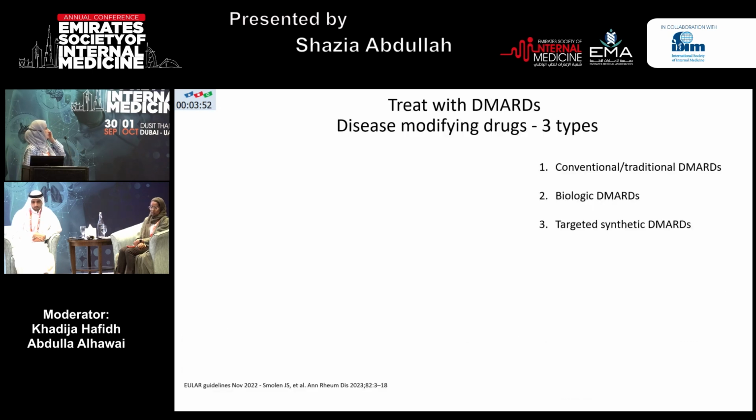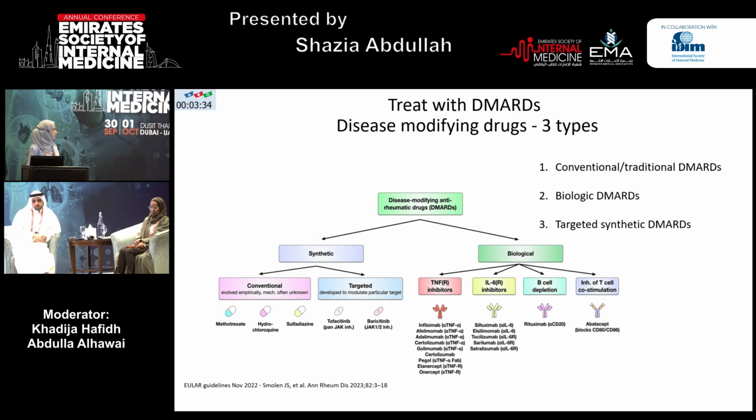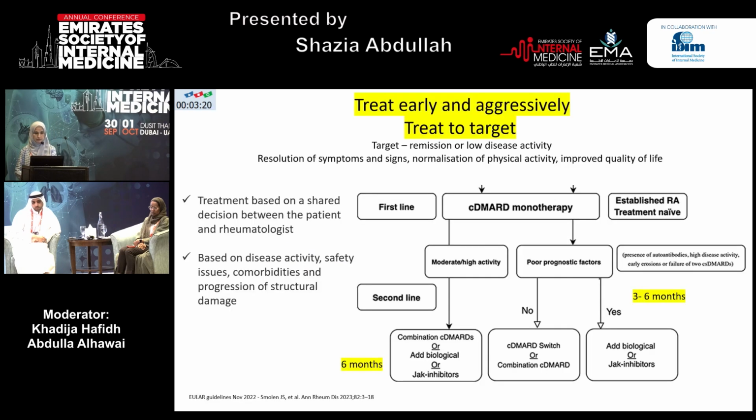So how do we treat this disease? Well, we use disease-modifying drugs, and there are three types. We've got the conventional ones, which is the methotrexate, the sulfasalazine, leflunomide, and hydroxychloroquine. Then we've got the biologics, which are very targeted. And then we have a third group called the targeted synthetic DMARDs. And this is an example of all the disease-modifying drugs. And in addition to that, we use anti-inflammatories and steroids, only to treat flare-ups or sometimes at the beginning of the disease when we are starting treatment.